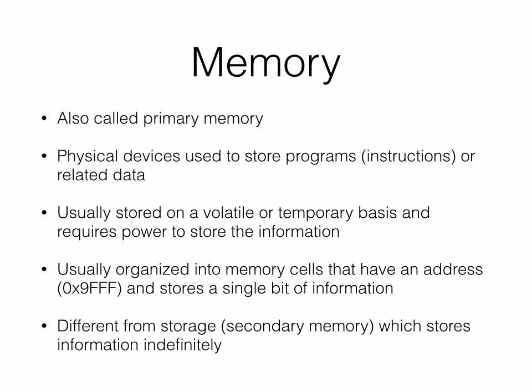So, we'll talk about primary memory. What primary memory is, is physical devices used to store programs or instruction sets and/or their related data. So it's usually stored on what we refer to as volatile memory, a temporary basis, which requires power to store that information. It's usually organized into memory cells that have an address and can store a single bit of information in each one of those addresses, though different types of memory are configured differently. There might be differences, but in general, that's the general theory of what a memory cell does within primary memory.